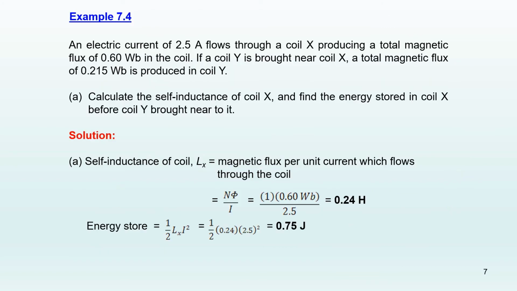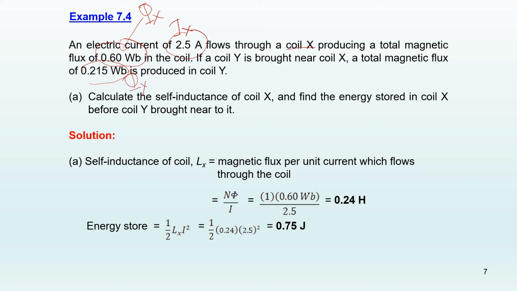Tengok contoh. A current 2.5 ampere flows through a coil X. So yang ni adalah Ix, producing a total magnetic flux of 0.6 Weber in the coil. So yang ni flux X. If a coil Y is brought near coil X, a total magnetic flux of 0.215 Weber is produced in coil Y. So yang ni magnetic flux Y.